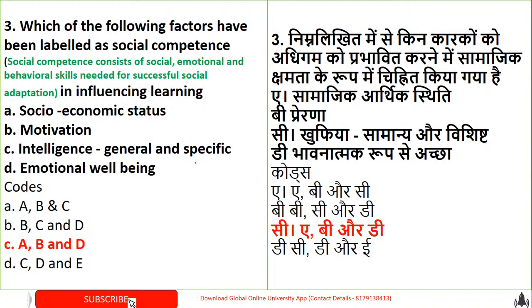See, the right answer exactly here is option number C. Now how? Here the most important word is social competence. When we talk about social competence, it means that which consists of social, emotional and behavioral skills which are useful for social adaptation. If you want to get yourself adapted socially, these things are very important. So out of the given options, which are those? Those are socio-economic status, motivation, and emotional well-being. Intelligence is not the social acceptance which is needed. So these are the three options which are labeled as the factors of social competence for learning. So your right option is option number C, consisting of option A, socio-economic status, option B, motivation, and option D, emotional well-being.